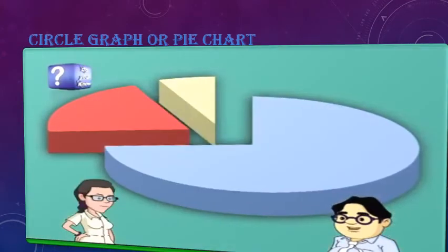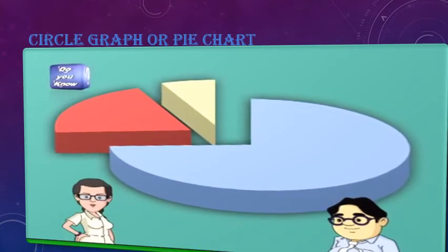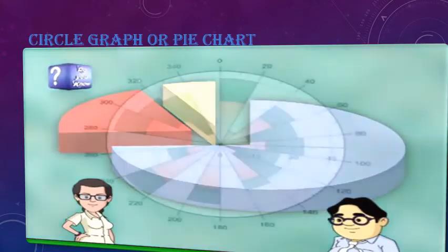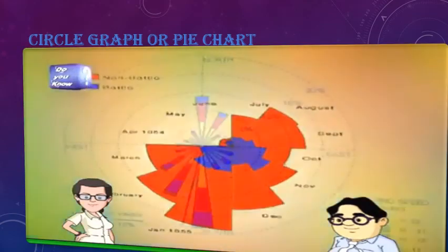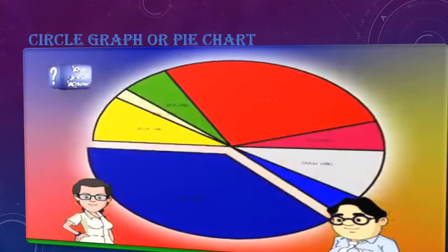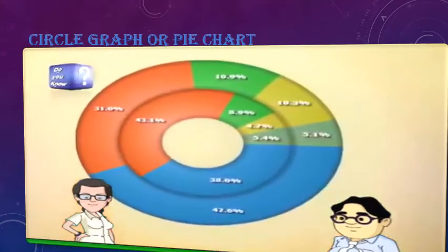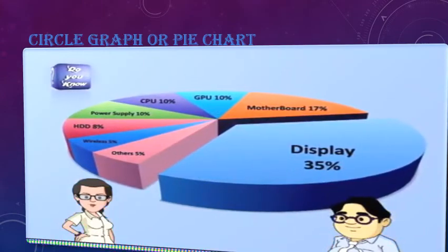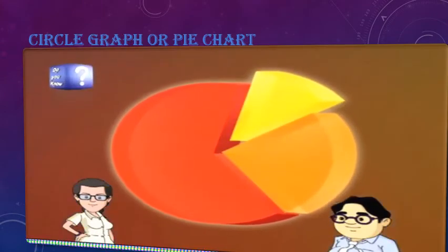Oh yes, I like the bright colors, Miss Marks. These days, there are many variations of the pie chart, like polar area diagrams, spie charts, radial charts, exploded pie charts, 3D pie charts, and donut charts. However, still the most commonly used is the simple pie chart which we have studied.